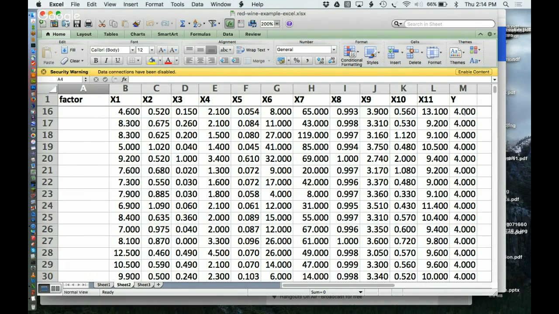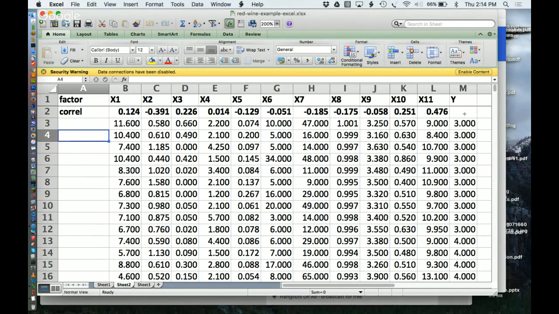Now, one thing to keep in mind is that many people may have tasted exactly the same wine. So we're going to have a row for each person. So we'll have multiple rows for each particular wine where the X's will be the same, but the Y's might be different. That makes sense?